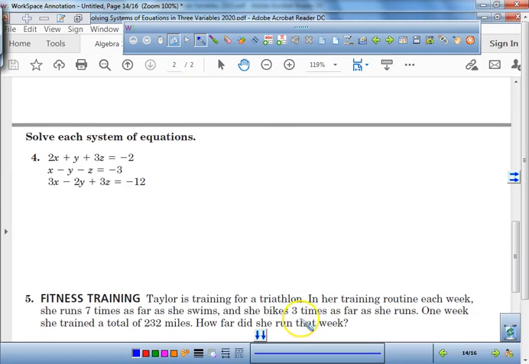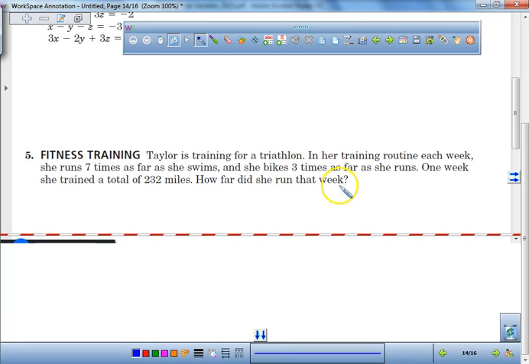Looks like Taylor's training for a triathlon. Now, how many components does a triathlon have? 3. Running, swimming, and biking. Can you guys put running, swimming, and biking? You do not have to do this in your journal. You can just put this on your paper, okay?